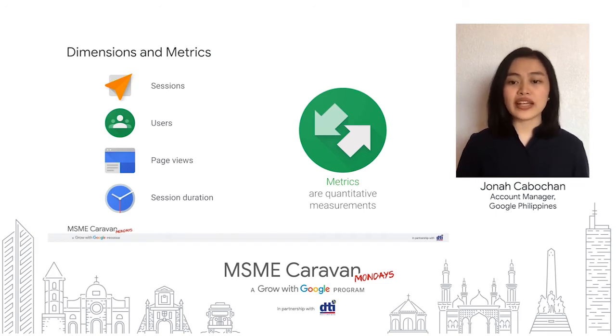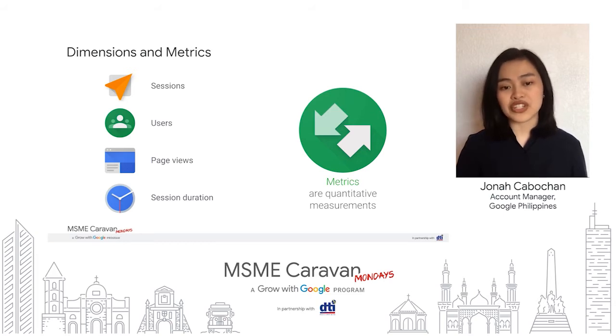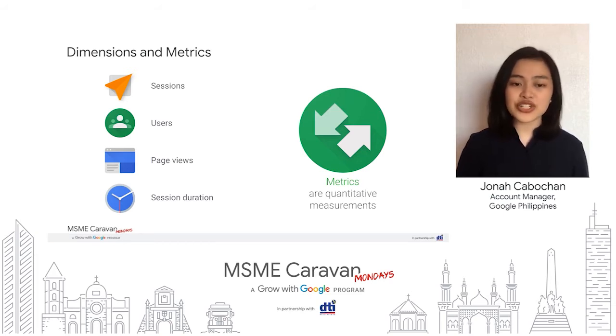Users are also another example. These are the actual people, the actual users that go to your website. Page views are pretty self-explanatory. These are the number of times that people have viewed different web pages within your site. And session duration refers to how long they were actually on your website.